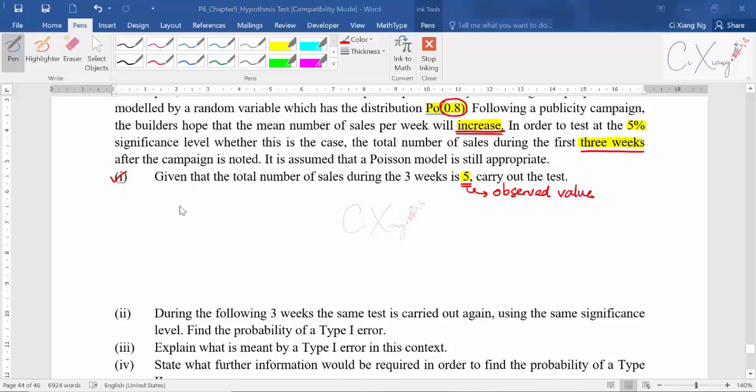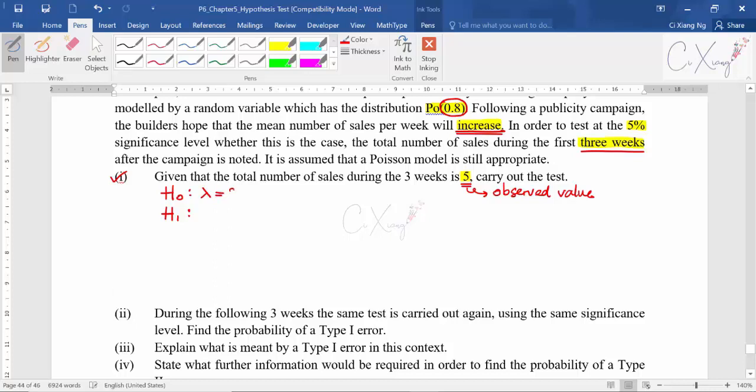So how can we start? First step, of course, you need to write out the null and alternative hypothesis. For this part, you can try to pause the video first, then you come back. For the first part, you can do it on your own.